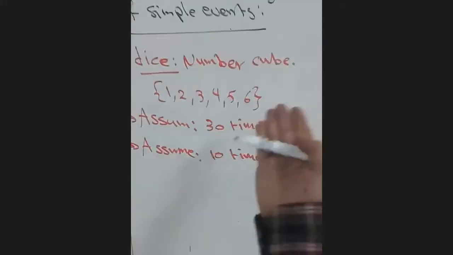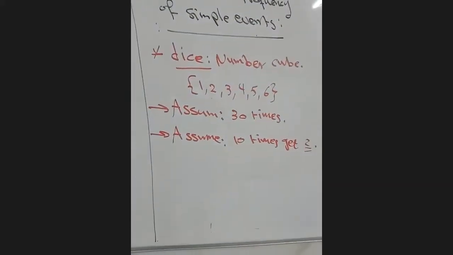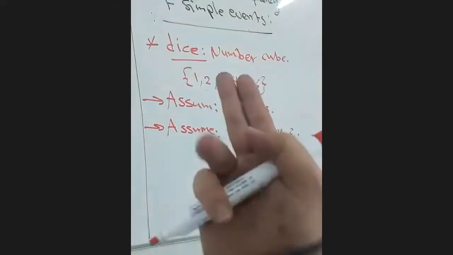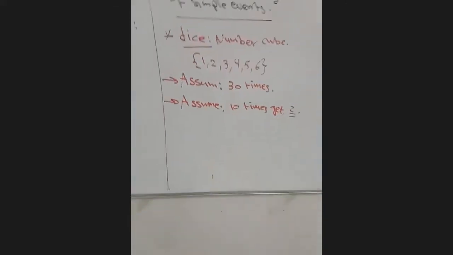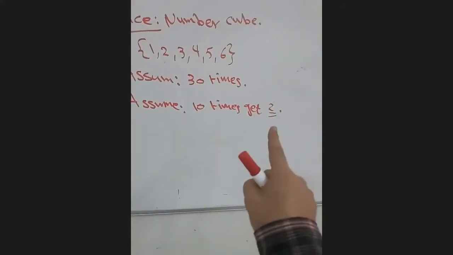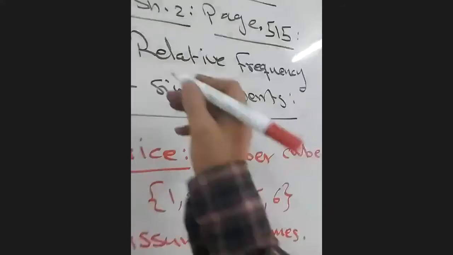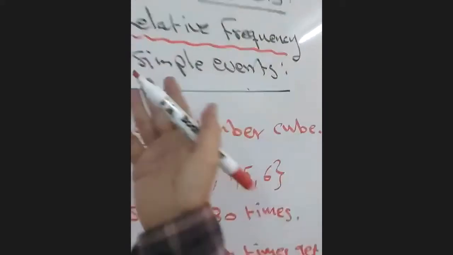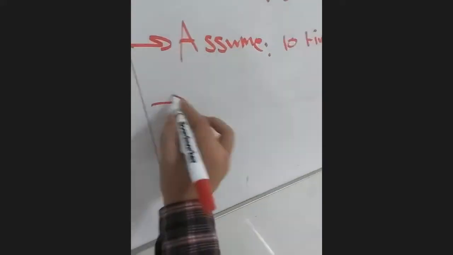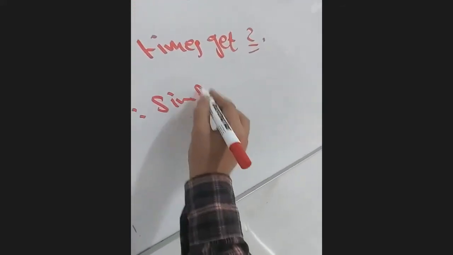Again, guys, I have the number cube, the dice, and the options you have are 1 to 6. I'm assuming that I flipped this dice 30 times, and after I finish the 30 times, I get the face 2 ten times. Now, I can find something we call the relative frequency of a simple event. Rolling a 2 is my simple event.